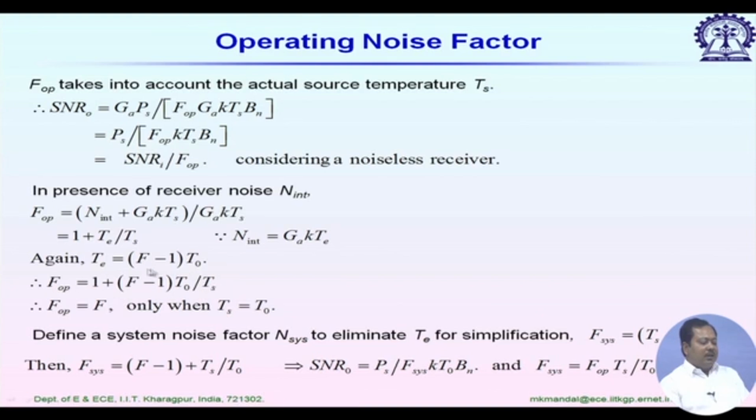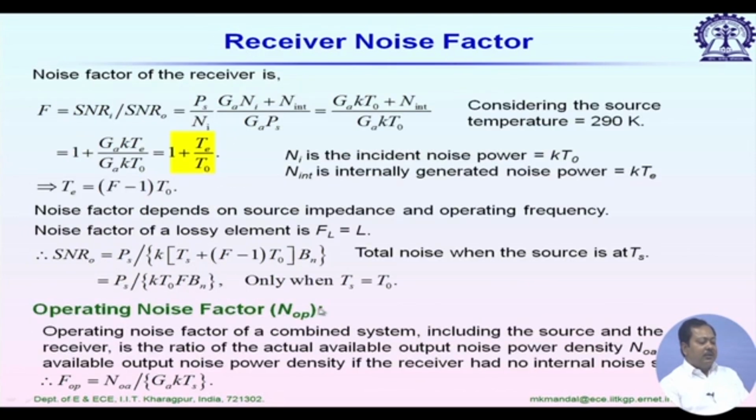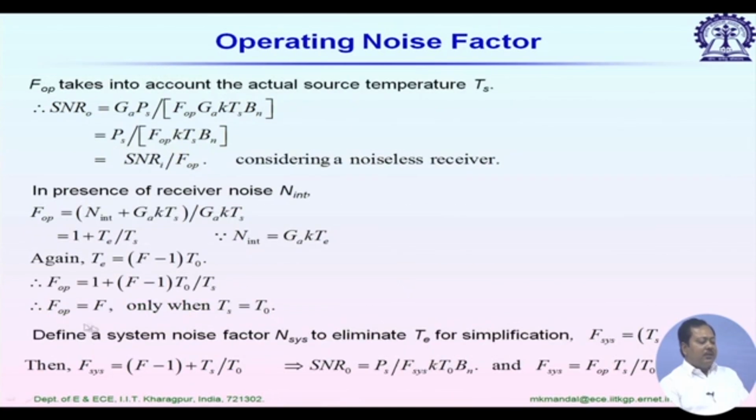In this expression, it simplifies to F, or F operating becomes simply F, only when Ts is equal to T naught. We have also seen it previously. You see, it simplifies to this SNR at the output. In this expression, it simplifies to K T naught FBN only when Ts is equal to T naught. For this case also, F operating is equal to F specified only when Ts equals T naught, otherwise not.